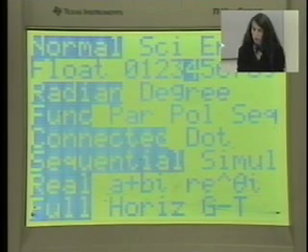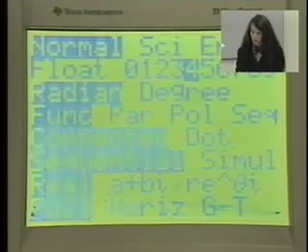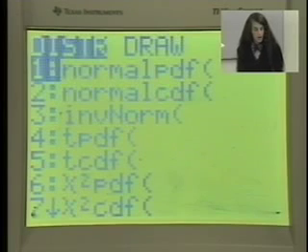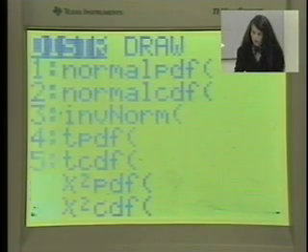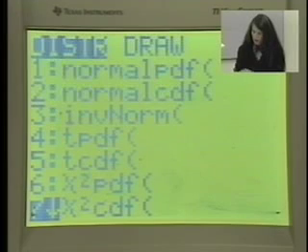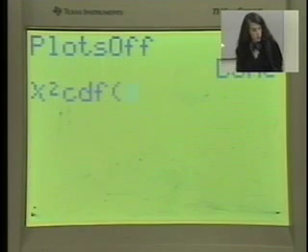So we want to press second distribution. DISTR is above the vars key, so second distribution. We'll press that, and it says to arrow down until we get to the 7. So let's arrow down to the 7. And we could have pressed 7 also, but this first time through we'll just arrow down. It slows everything down a bit. And it says chi-square CDF. So let's press enter. And now we're set to do the chi-square CDF.